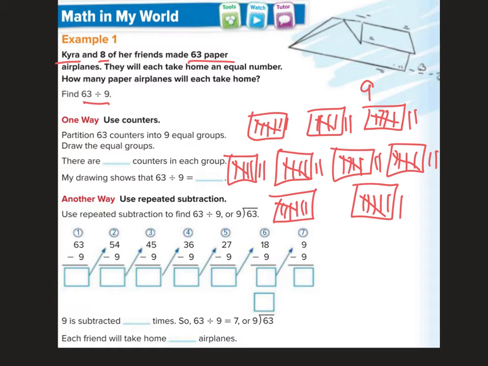Okay, they have an even amount. And so how many are in each group? There's 7 in each group. So 63 divided by 9 is 7. Okay. Another way is to do repeated subtraction.